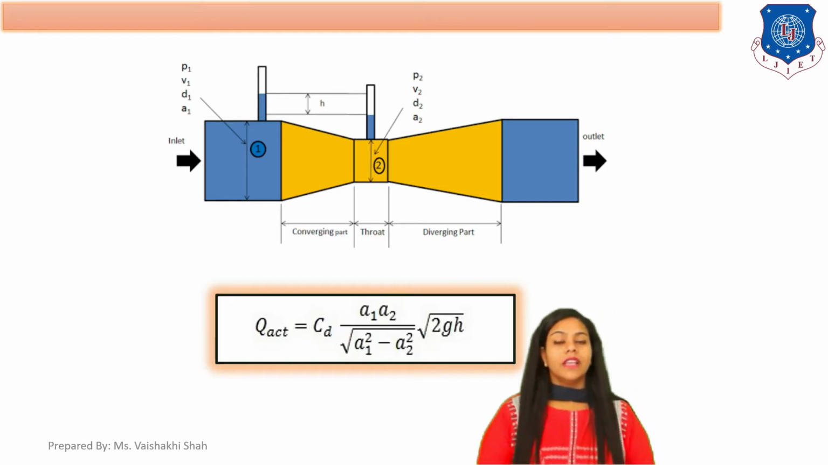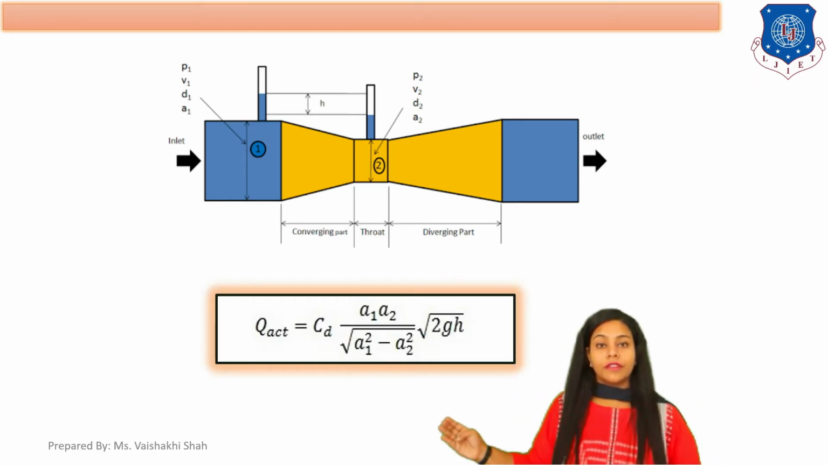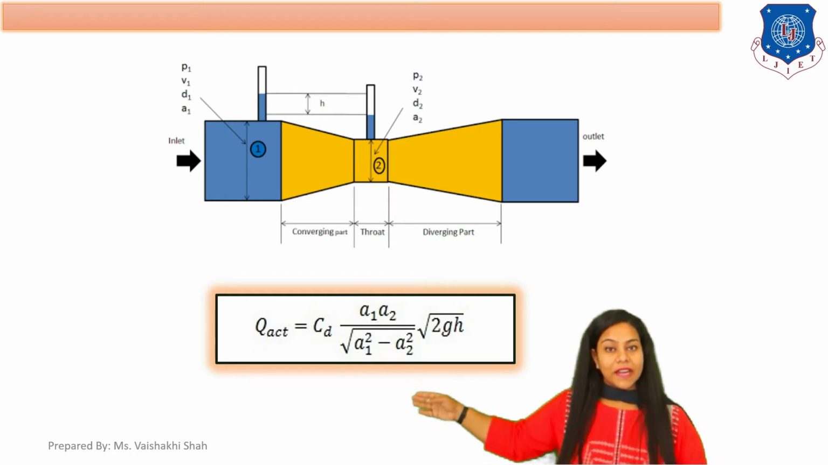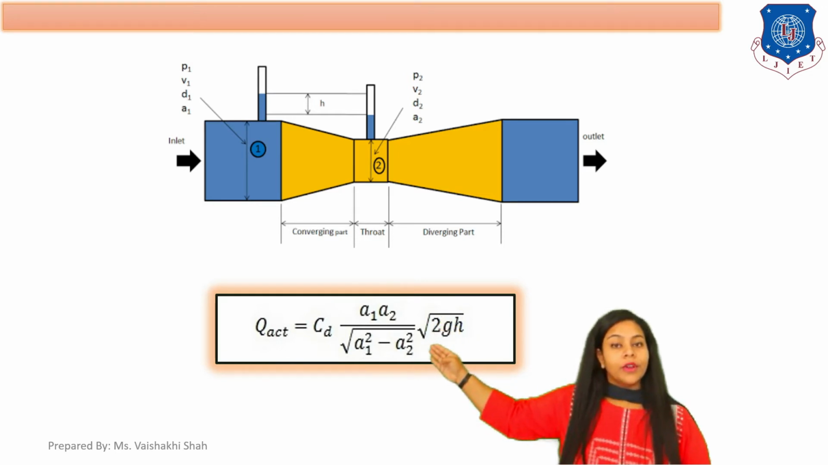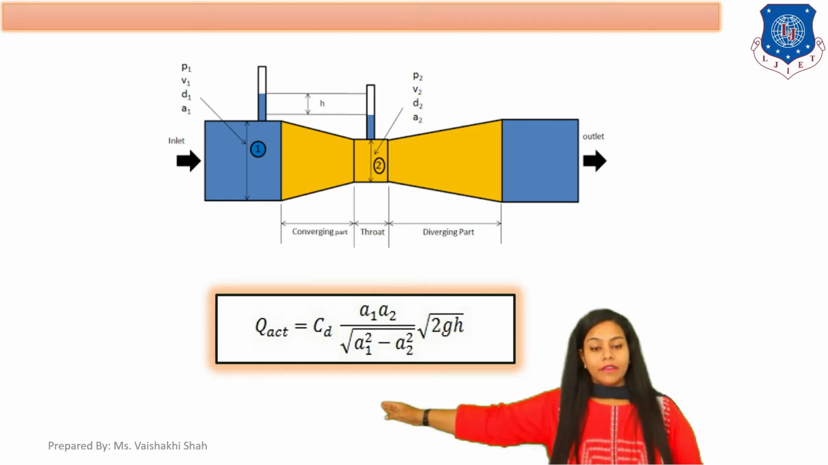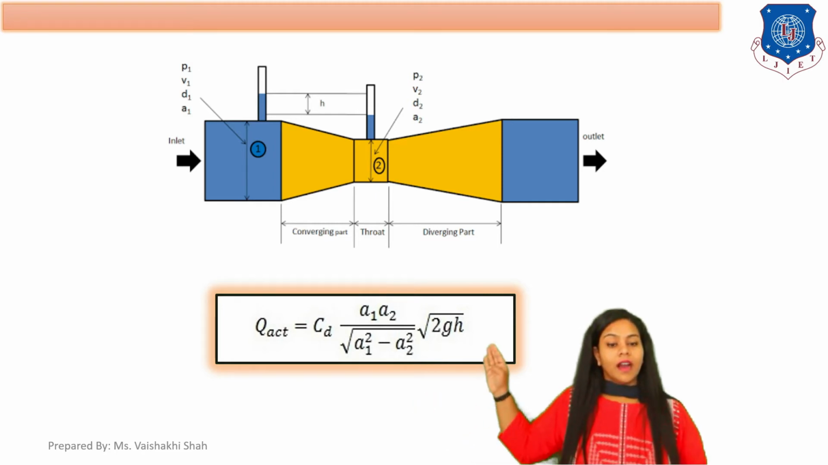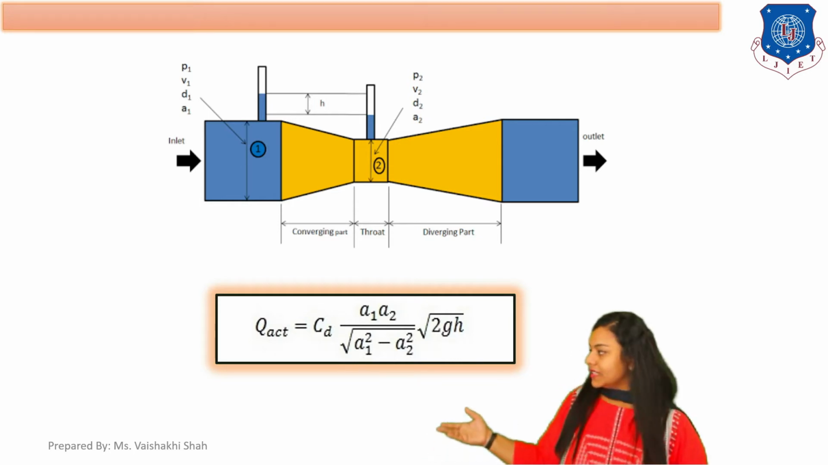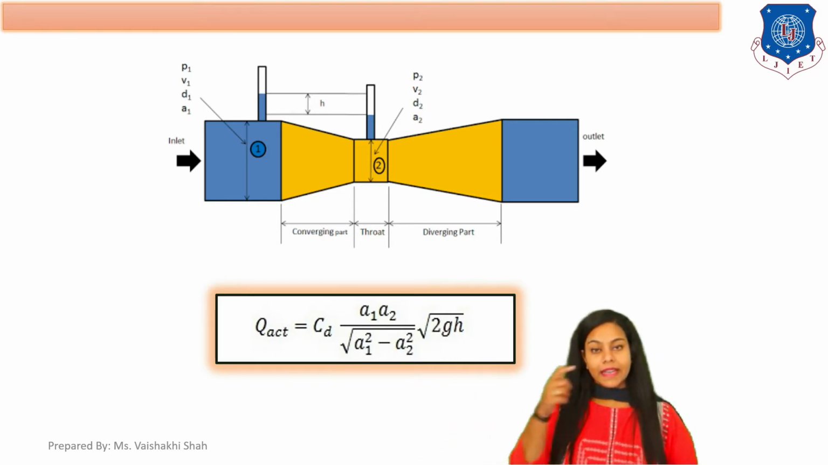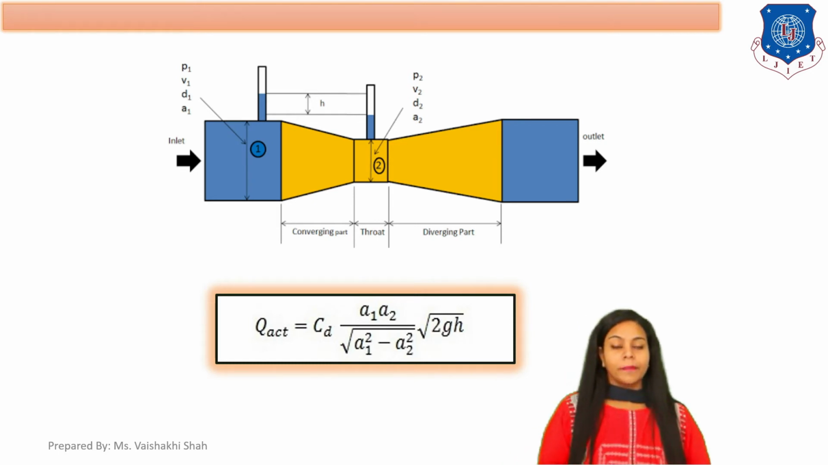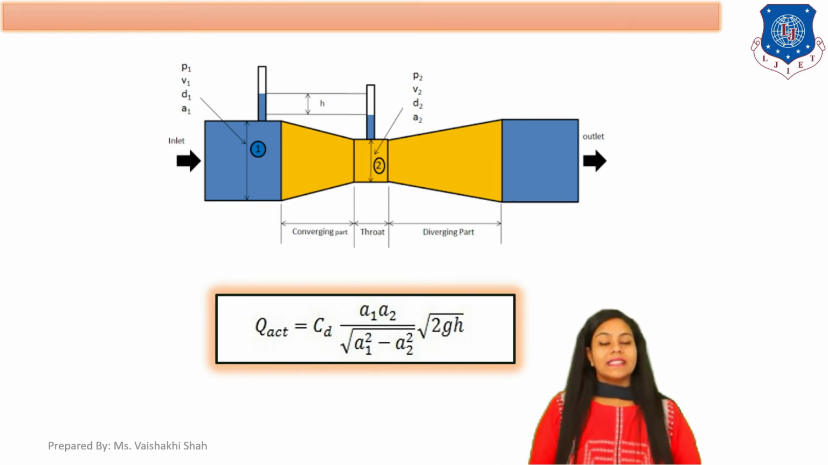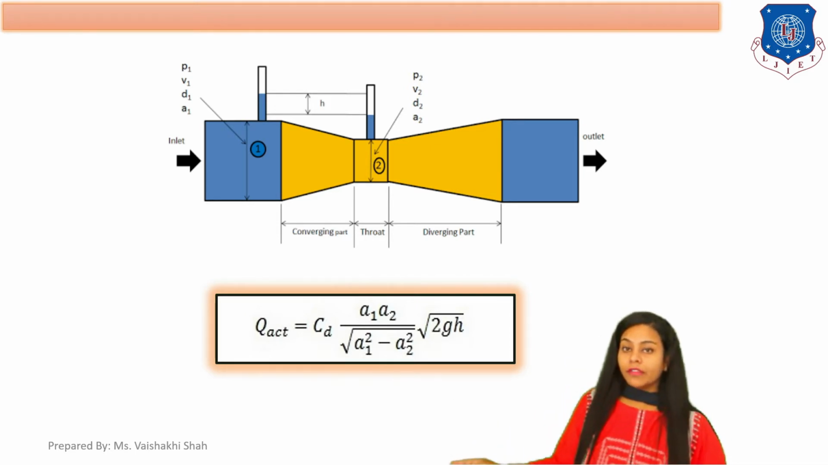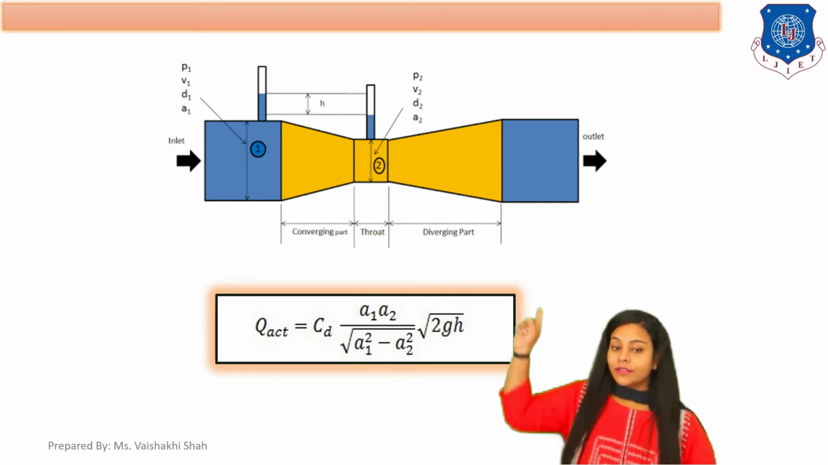and we also derived the equation for discharge through the Venturimeter, where Q actual equals CD into A1 A2 divided by under root A1 square minus A2 square into under root 2GH. Now we will quickly revise these terminologies, where CD is coefficient of discharge. For Venturimeter, we are taking CD equals 0.98. Now A1 is the area at section 1.